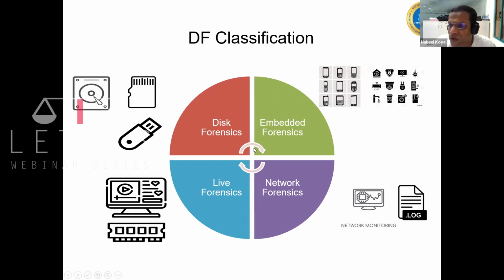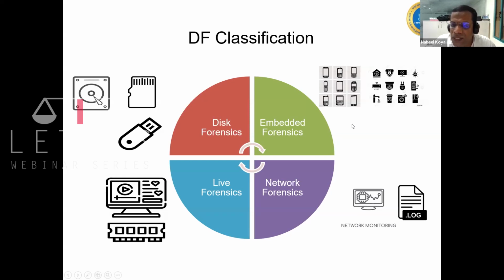Then there is embedded forensics. As Sushanth sir was mentioning here, you have a plethora of smart devices in the market: your mobile phones, your smart devices, your IoT devices, your GPS devices, your in-house vehicle and car entertainment systems. These are all embedded devices. The internal architecture of these devices is not known, because it is very different.